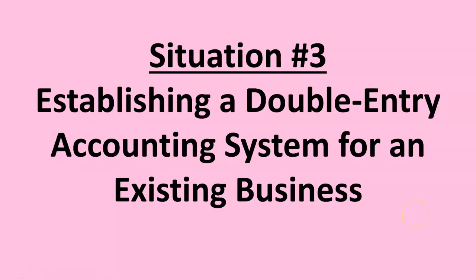The third situation when we might need a memo is when we're establishing a double entry accounting system for an existing business. So that sounds very confusing. What's all that about? Well, probably the easiest way to remember it is in year 11 accounting, we did single entry accounting. So what is that?